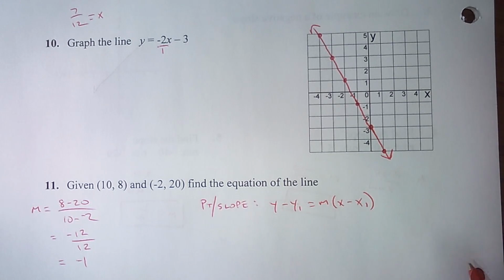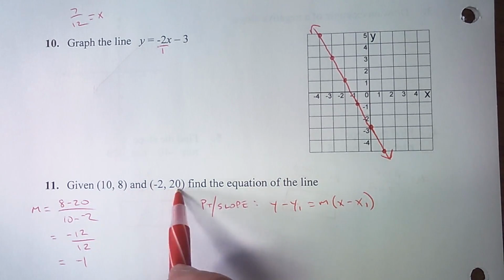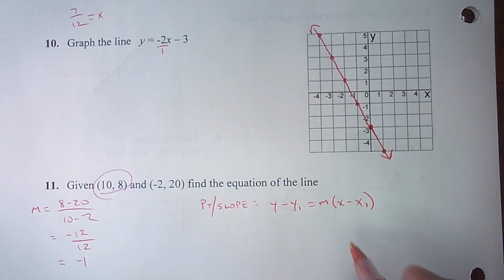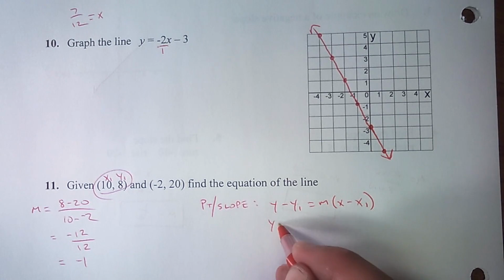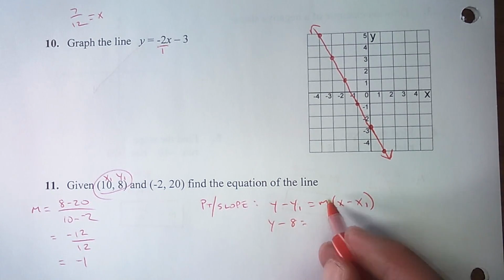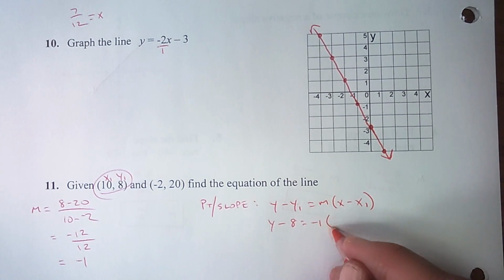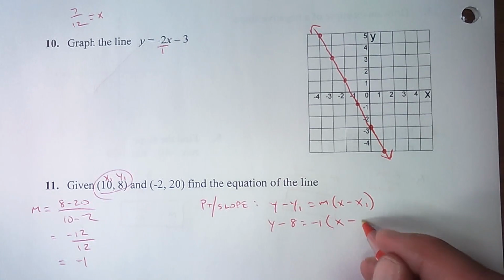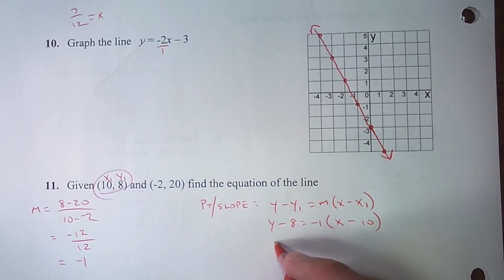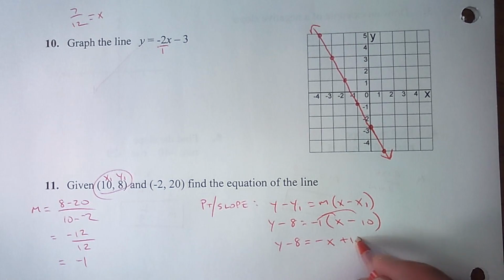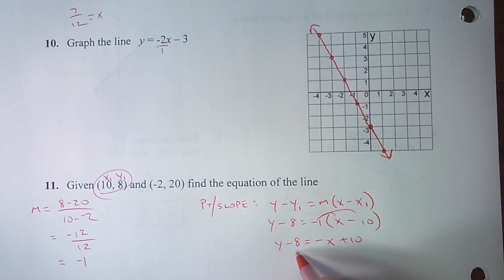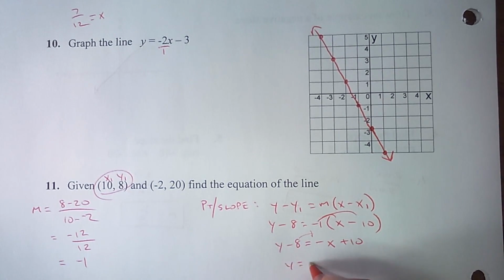x1 and y1 are from a point. I'm going to pick one of these 2 points. I'll pick this one right here. So that will be my x1, y1. So y minus 8 equals m, negative 1, times x minus 10. So y minus 8 equals, I'll distribute that negative 1, negative x plus 10, and then I will add that 8, y equals negative x plus 18.